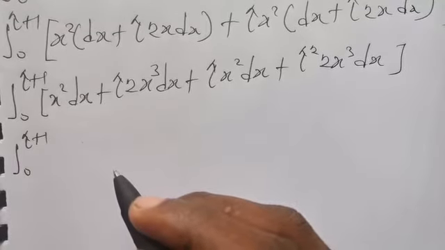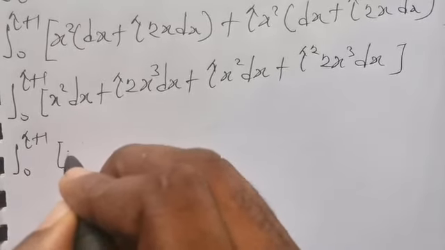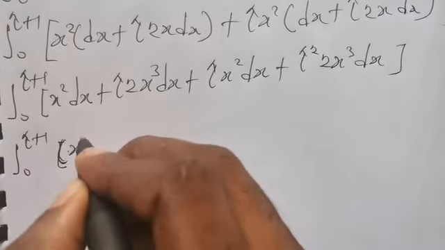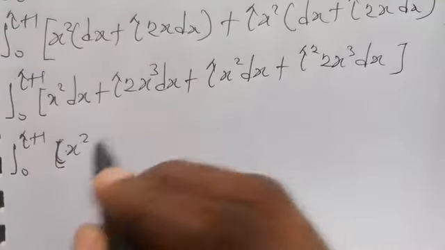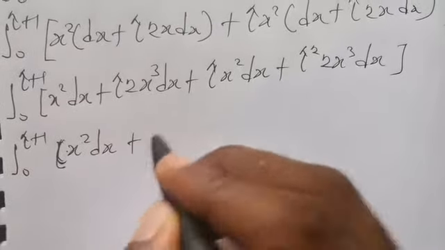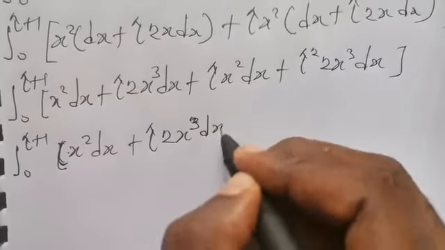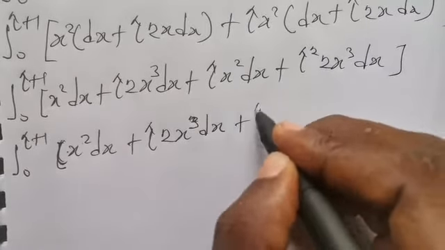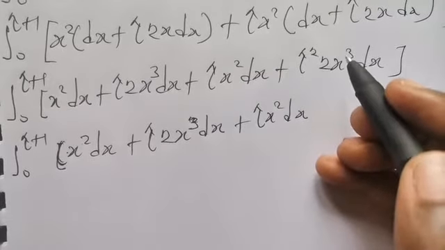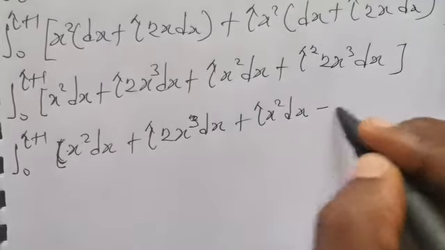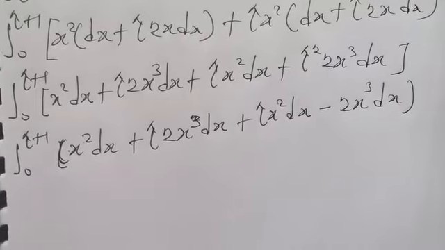So let's collect the real parts together and the imaginary parts together. I have x squared dx, this is a real part. And this is x squared dx plus i 2x cubed dx, plus i x squared dx. Now i squared is negative 1, so we have minus 2x cubed dx.